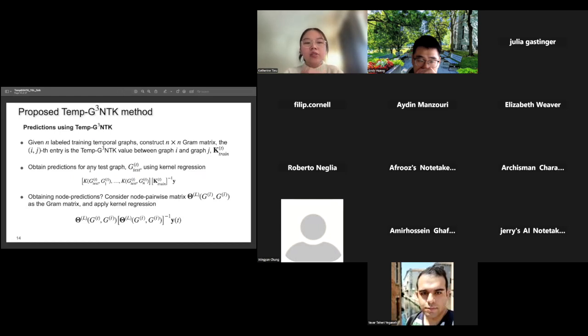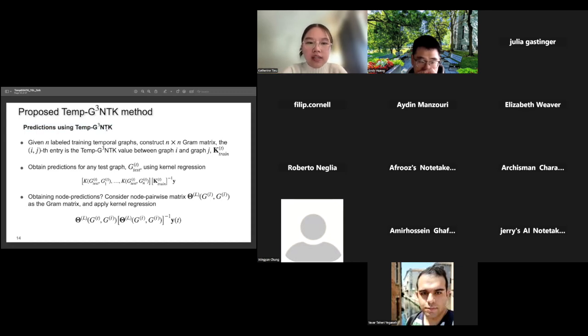So now we come to the predictions part. As I said earlier, we would like to use the neuroattention kernel matrix in order to get the predictions without training the neural network, by using kernel regression. So this is how we could obtain the prediction using the framework that we just proposed.